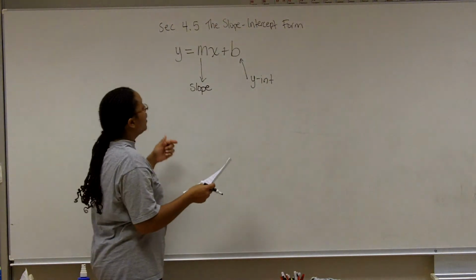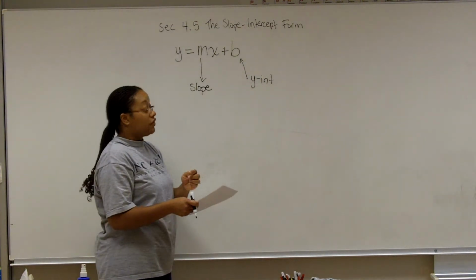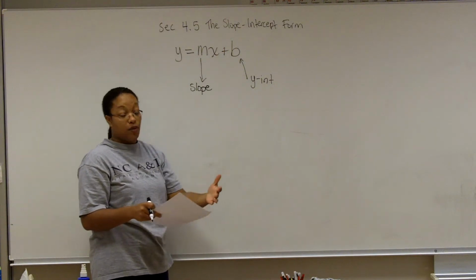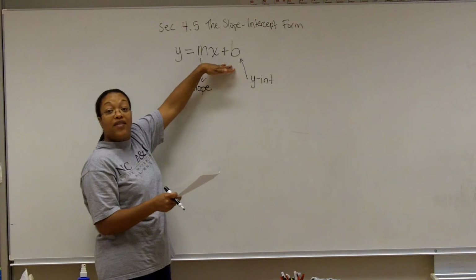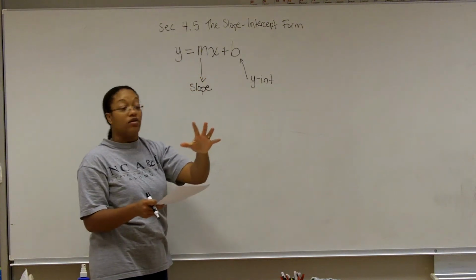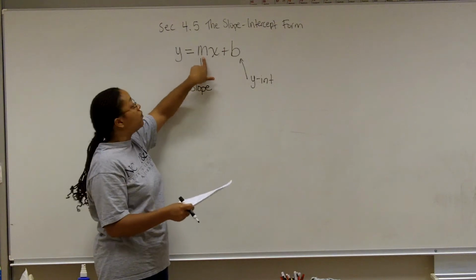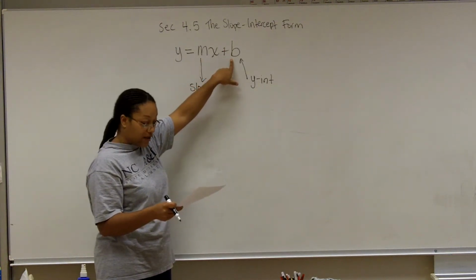So the first thing you have to be able to do is identify your slope and y-intercept in a line. Sometimes they're just going to ask you, can you tell me what the slope is? Can you tell me what the intercept is? Well, if your equation is in this format, that's easy. You just pull it straight out. The coefficient of x is your slope. Whatever that number is, that's your slope. And then whatever your b is, positive or negative, that's your y-intercept.